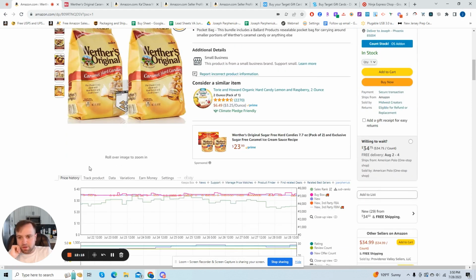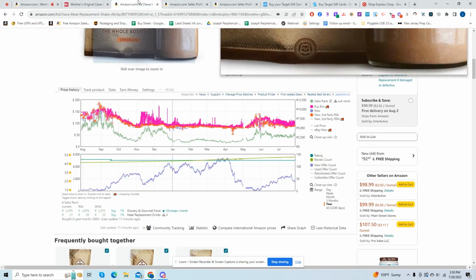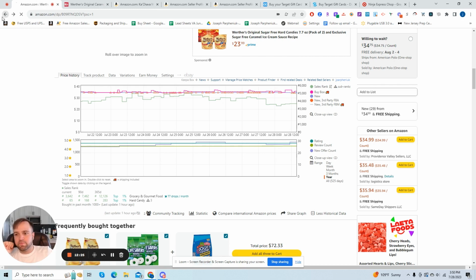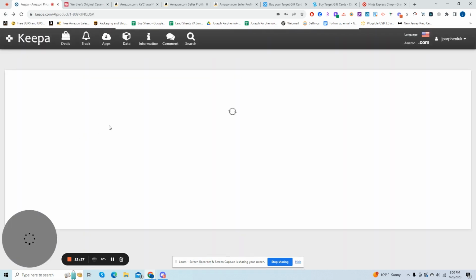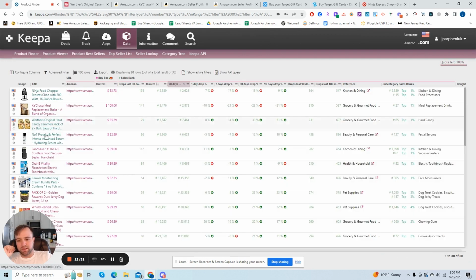Still getting close here, not enough. A lot of times it's going to be close. You can save the leads that are close. Maybe if something goes on sale, you can go back and check it, if you didn't really find anything with coupons or anything like that. But they're a little bit of a red flag because it is a bundle listing with the bollard product thing in there.